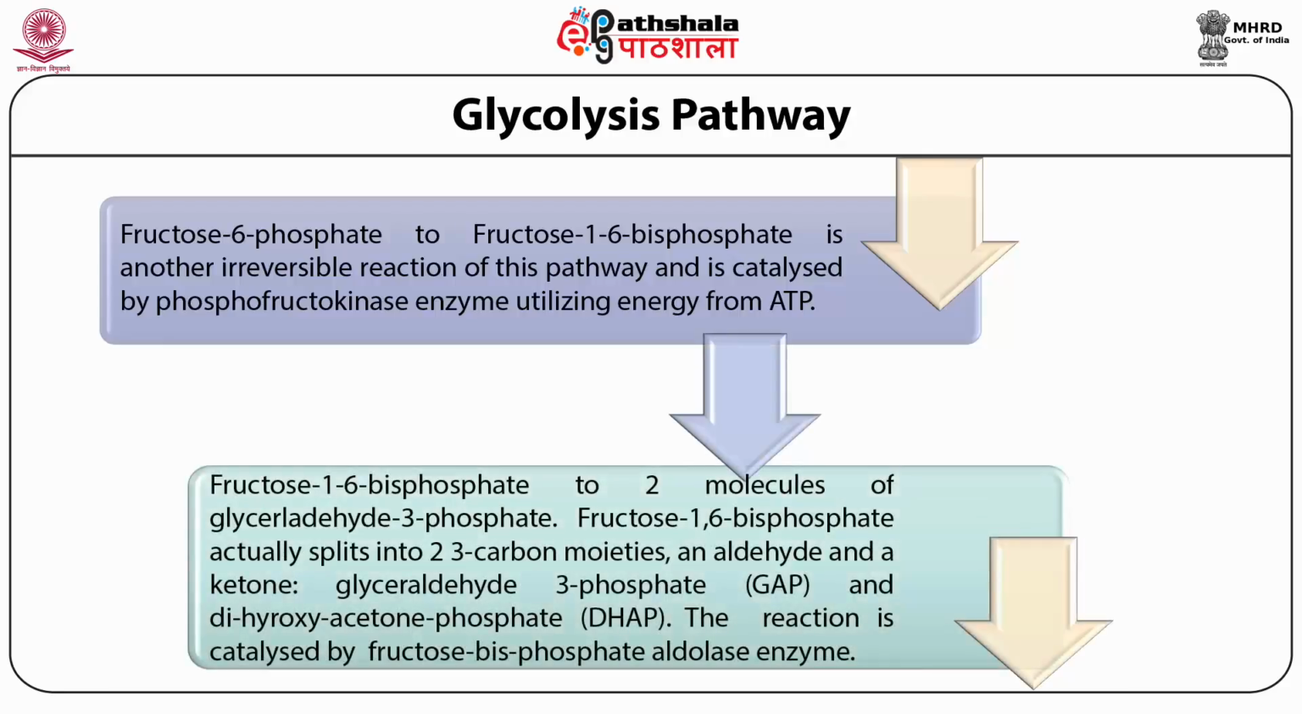Fructose 1,6-bisphosphate to 2 molecules of glyceraldehyde 3-phosphate. Fructose 1,6-bisphosphate actually splits into 2 molecules of a 3-carbon moiety, that is an aldehyde and a ketone, that is glyceraldehyde 3-phosphate and dihydroxyacetone phosphate. This reaction is catalyzed by the fructose bisphosphate aldolase enzyme.